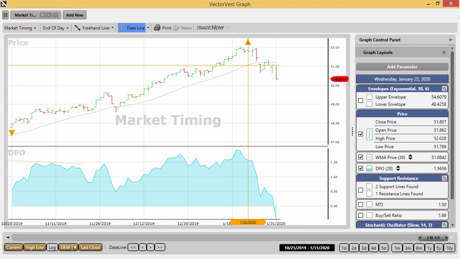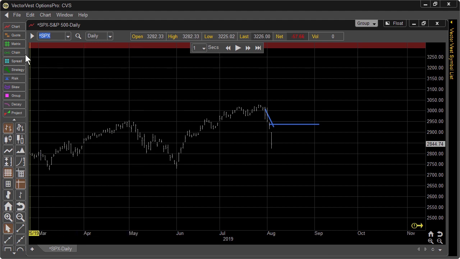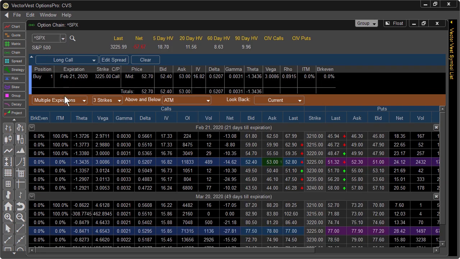All I do is I look at my market timing graph. Right now, with the DPO below 0, below the weighted moving average, we are in a DEW down. Okay? When we are in a DEW down, I generally sell a call spread. How do I do it? I would go into my options platform. I happen to use Options Pro. I would open up an options chain.